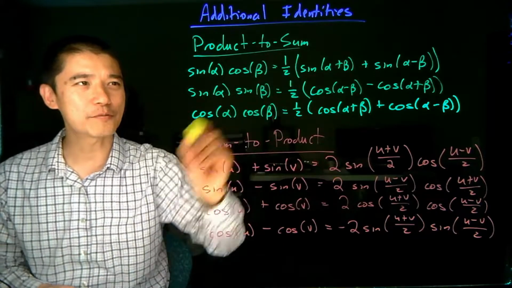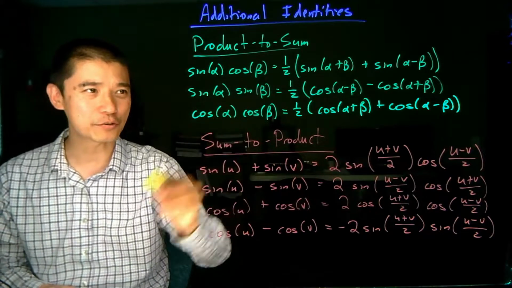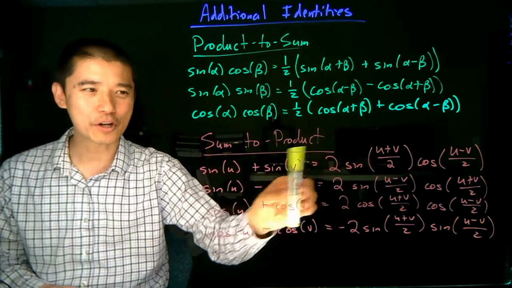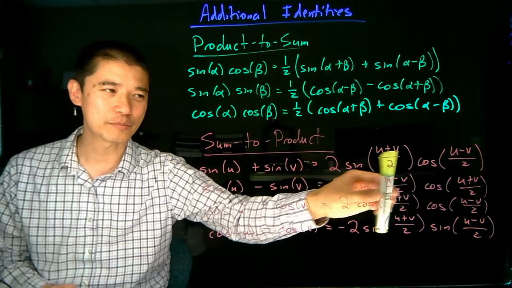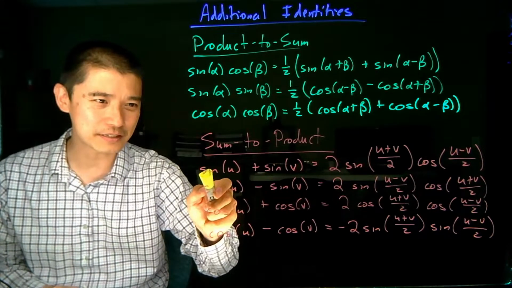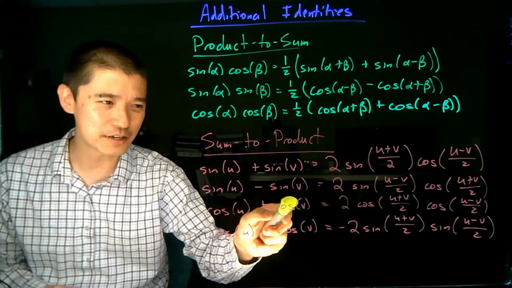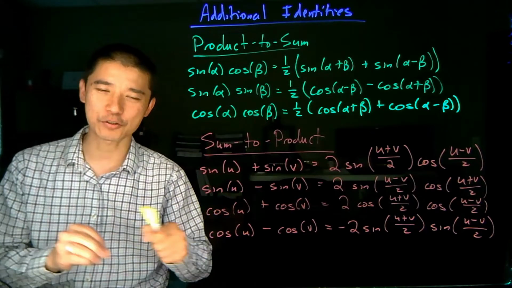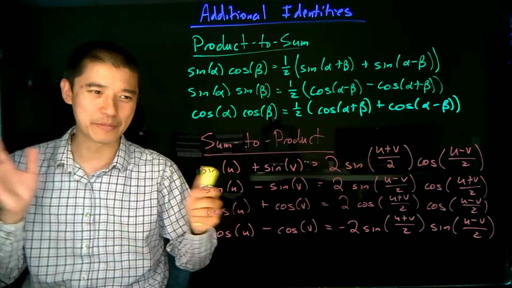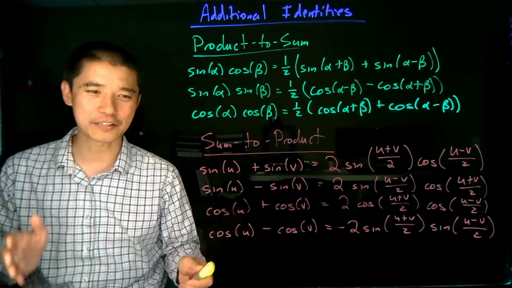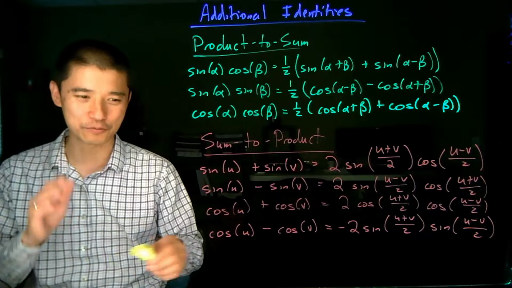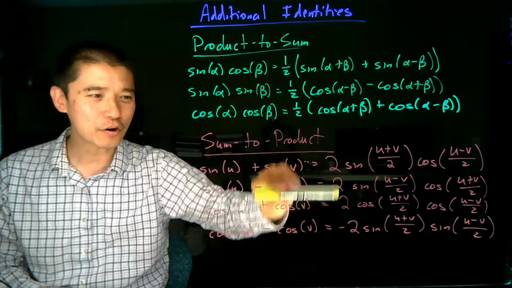We have the product to sum formulas, which take a product of two sinusoidals and turn them into a sum of sinusoidals. And then we have the sum to product formulas, which take sums and turn them into products. Specifically, notice that the sum to product formula only has the sum and difference of sines and the sum and difference of cosines, but not a mixture of the two. It turns out if you mix sines and cosines of different periods, you have a big mess on your hands. If you mix sines and cosines of the same period, then you could use the methods that were introduced earlier to simplify that. So here are all the formulas.